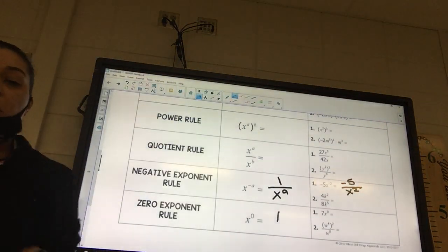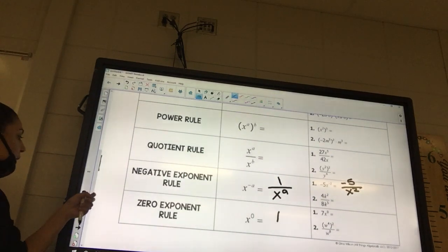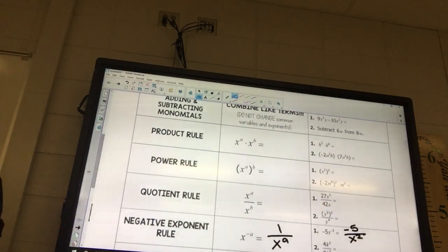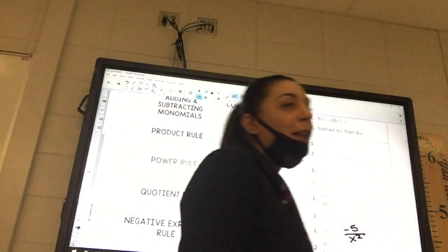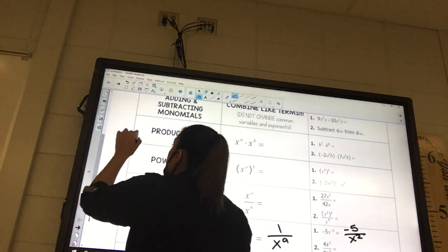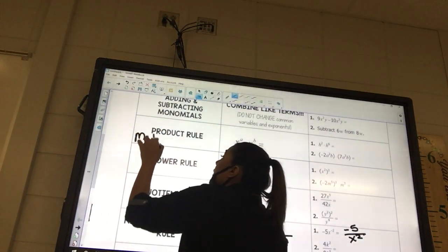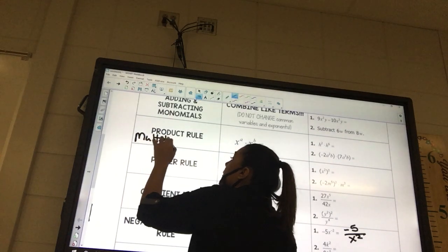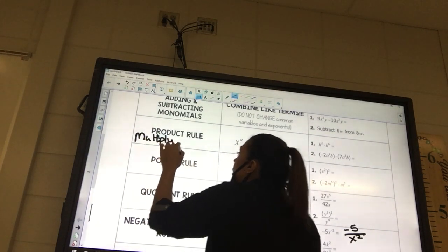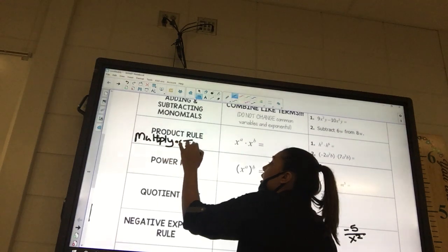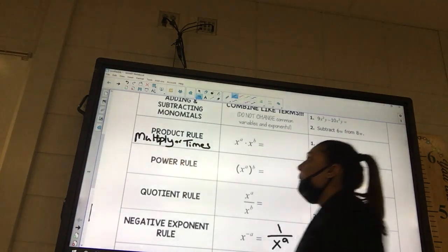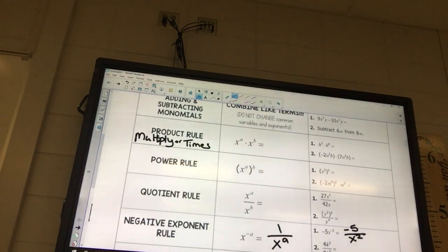Okay, today we are learning about multiplication of exponents. That is the product rule. Some of you guys don't know what product means. That means multiply. You need to write yourself a note: it's the multiply rule, or times. It's the times rule. If you do not know what product means, you need to write that down.